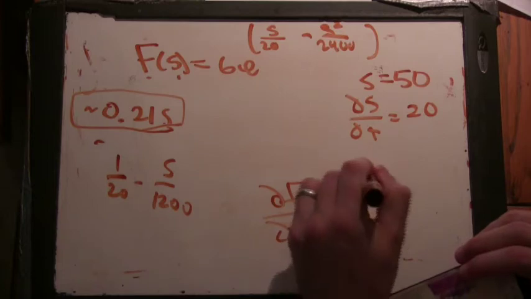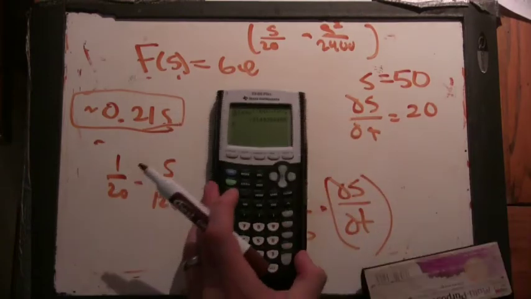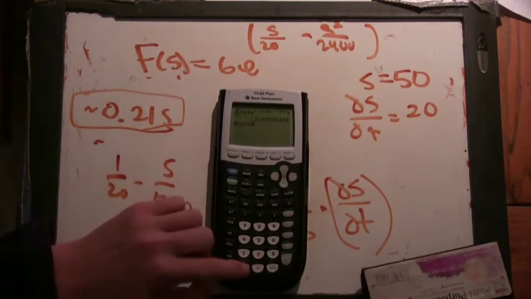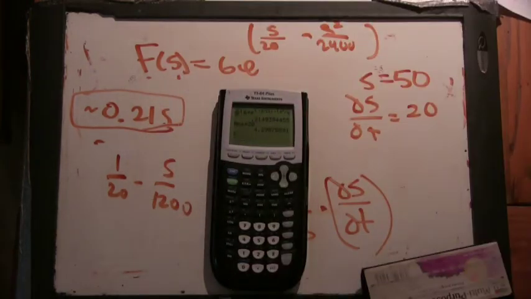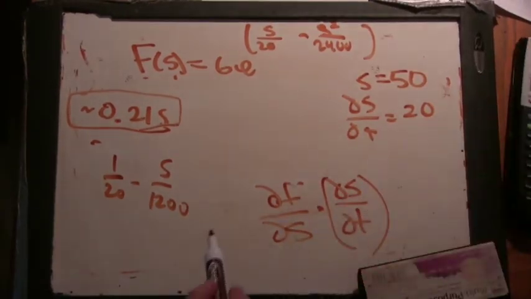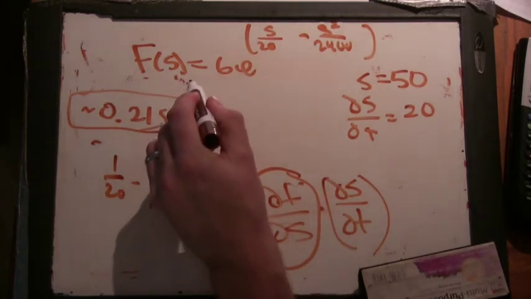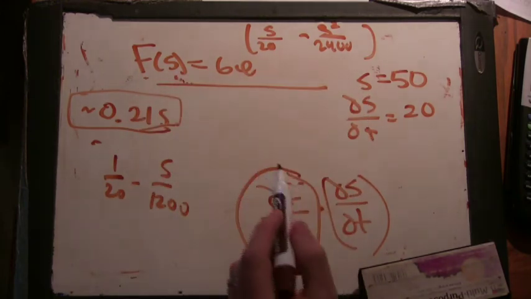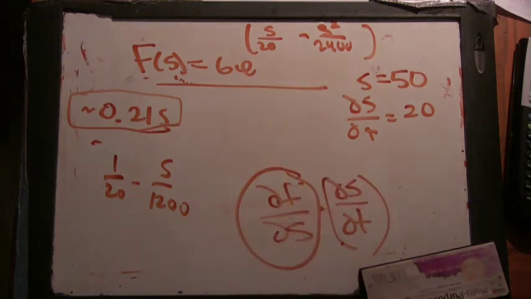The actual answer is that 0.214 times 20, which is about 4.299. Yeah, right there, 4.299. So you do have to be careful. You found the derivative of the function with respect to s, which is what your calculator can tell you, but s is also changing in time, and so you have that extra ds dt. So, okay, good. All right, next problem.